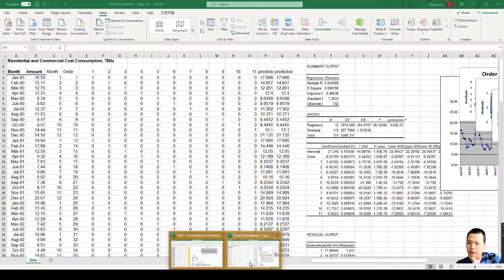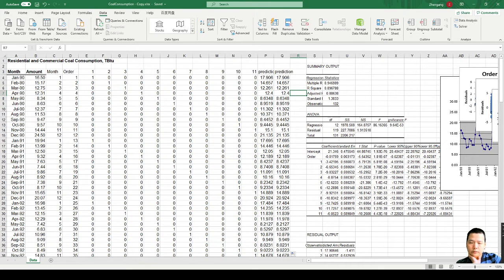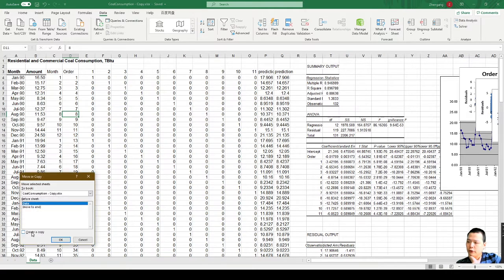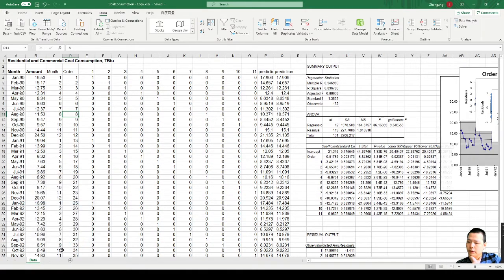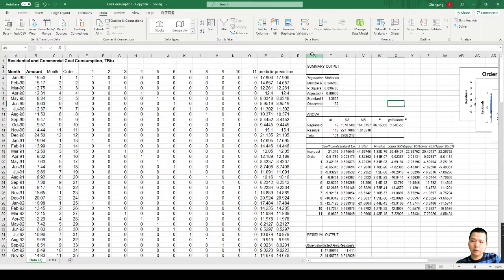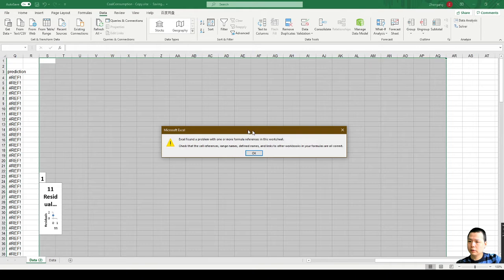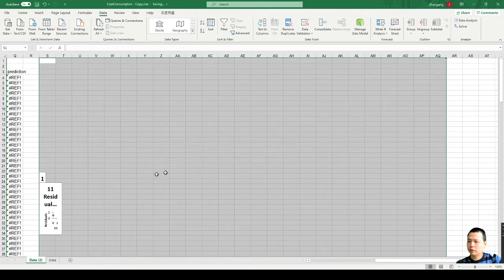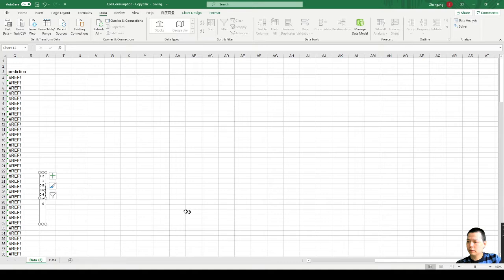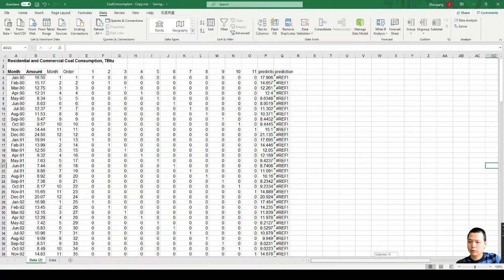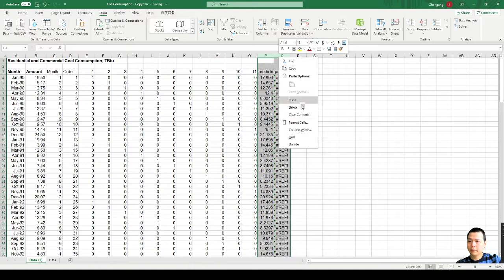Let's go back to our data here. We have this regression. Let's make a copy of this sheet. Move or copy, and check create a copy. Now we do the same here. We don't need those regressions here, and we don't need this prediction here.